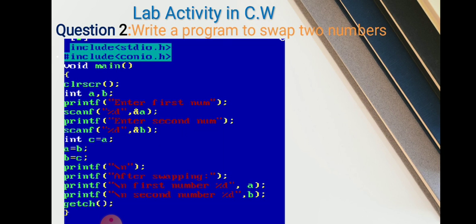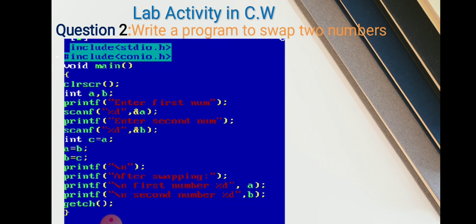Then I am asking for the first number and second number. Once you are well versed in programming, you can do these 4 lines of printf and scanf in one. Since you are in the initial stages, I am just making you write them in simple lines. Then I am putting in a new variable c, which I didn't initialize earlier, so I am initializing it over here: int c is equal to a.